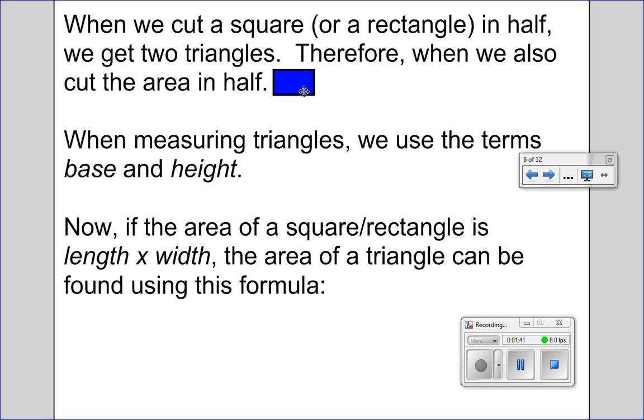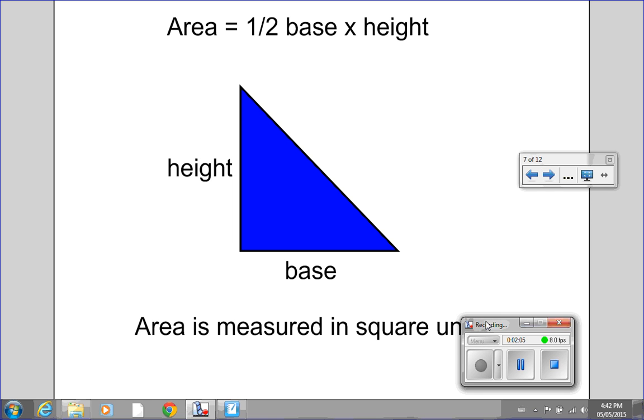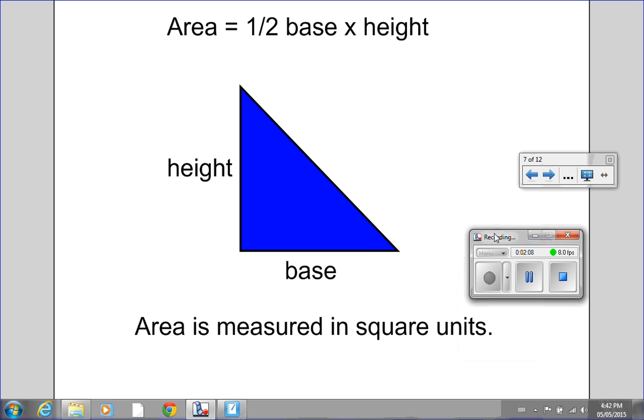When measuring triangles, we use the terms base and height. Now, if the area of a square or rectangle is length times width, the area of a triangle can be found using this formula. Area equals 1/2 base times height. And just as with squares, rectangles, and parallelograms, area is measured in square units.